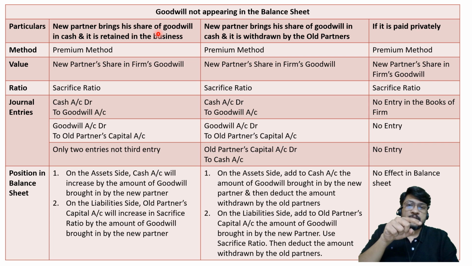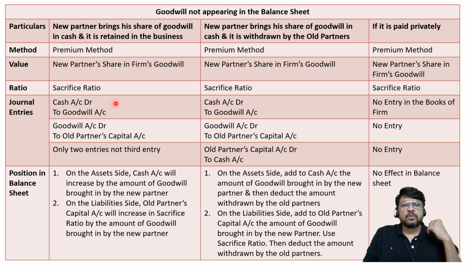Because the new partner is saying he will be enjoying the benefit of the goodwill of the firm which was generated by the old partners. So first entry is directly cash account debit to what is being sold. Goodwill is being sold. Goodwill is not there in the balance sheet, still we are selling it. So before purchasing it, we are selling it.